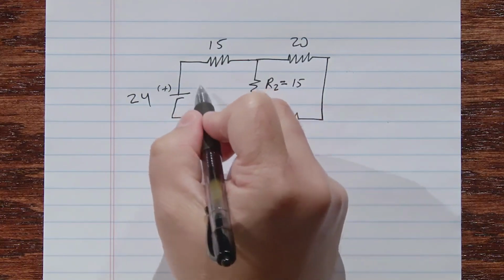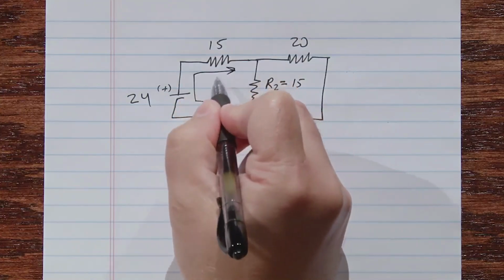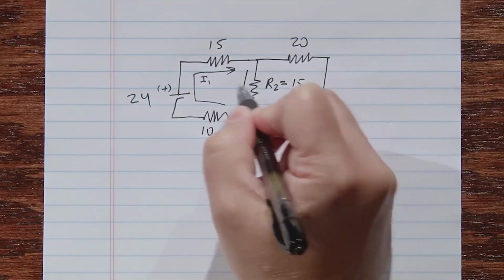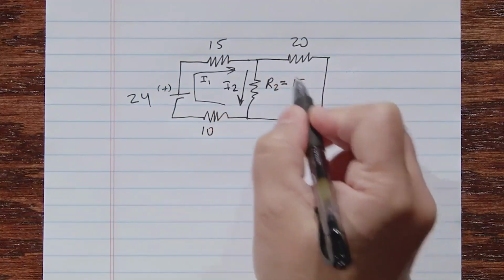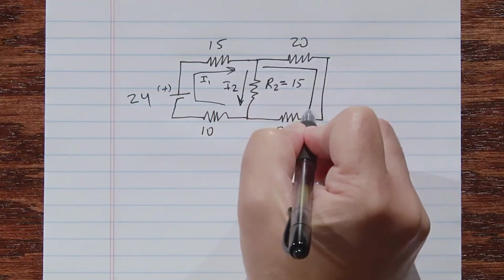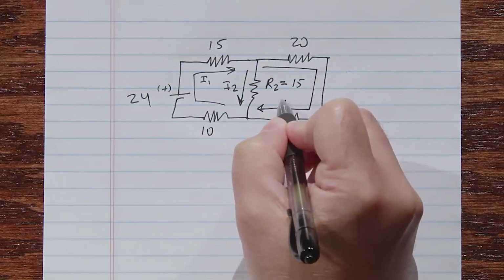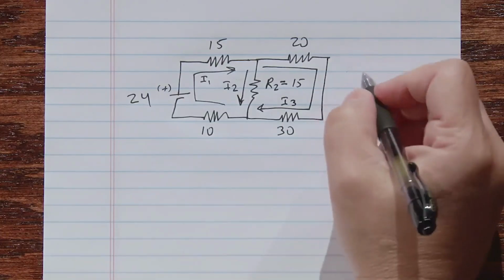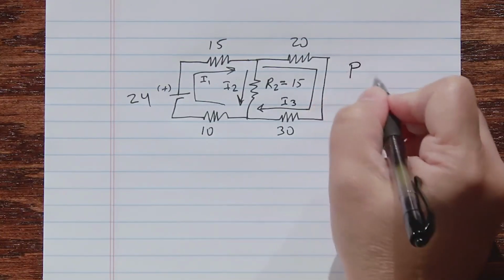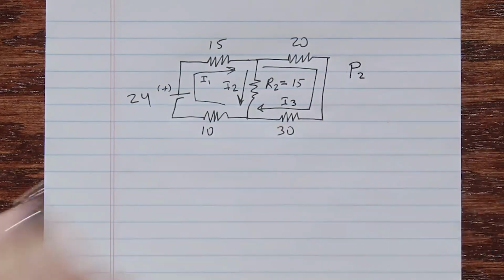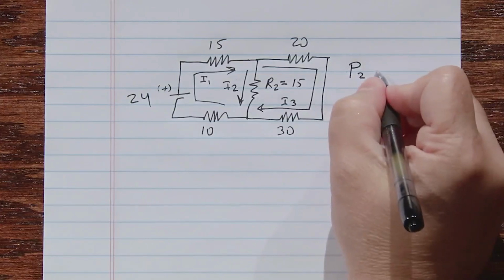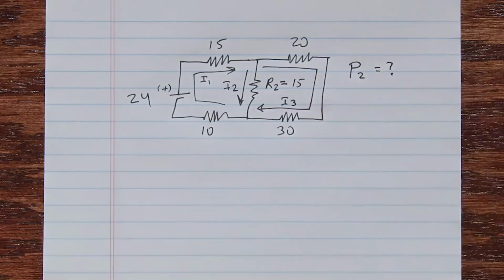And let me draw out the currents. I'll call this I1. And then through R2, I'll have I2. And then over here, I'll have I3. And we are looking for the power across R2. And I'm just going to call that P2, just to keep things simple. The power across R2 is what we're looking for.